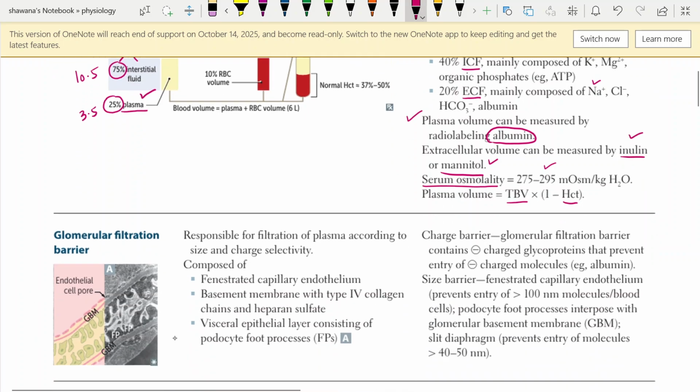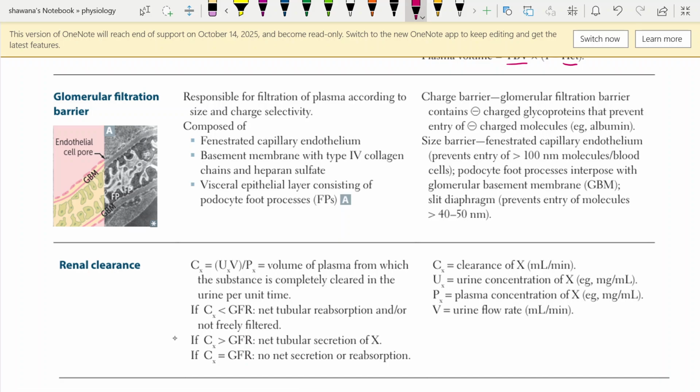So let's talk about the glomerular filtration barrier. As we are discussing renal physiology, this is the basics for renal physiology. What is the filtration barrier? We have to know that the filtration barrier consists of three parts or three layers. First is the glomerular capillary endothelial fenestrated layer. As you can see, this layer is fenestrated, right? So this is the glomerular capillary layer, and these capillaries are fenestrated. The size of that fenestration is approximately 70 to 100 nanometers.